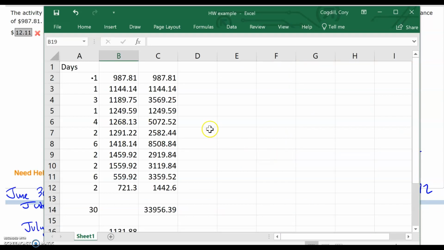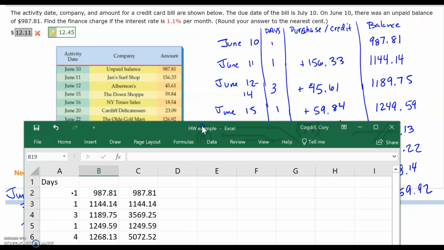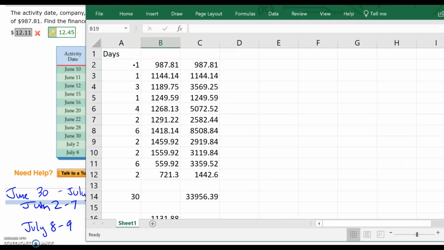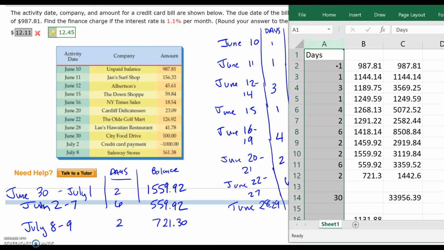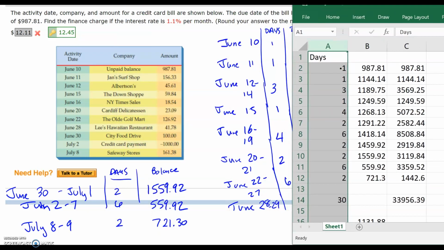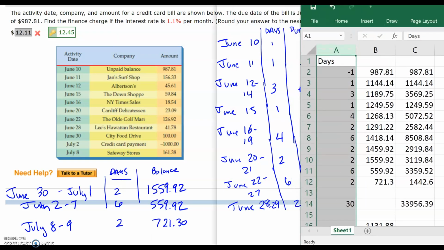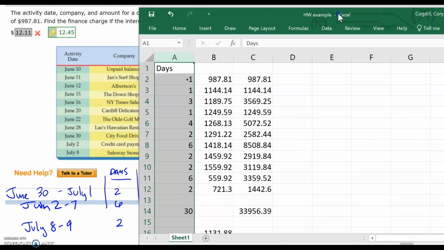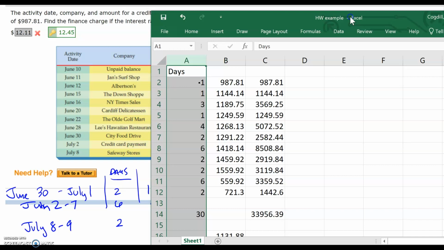Here I have a spreadsheet for you, and what I've done is I've taken the number of days that you see here. For instance, June 10th has 1 day, June 11th has 1 day, June 12th through 14th has 3 days. So my first column is the number of days. I could have created another column to the left of this, but just to keep things simple, I just recorded the number of days. So that corresponds there: 1, 1, 3, 1, 4, 2, 6, 2. And then over here, we've got another 2, and then a 6 and a 2. So that corresponds to all those intervals.